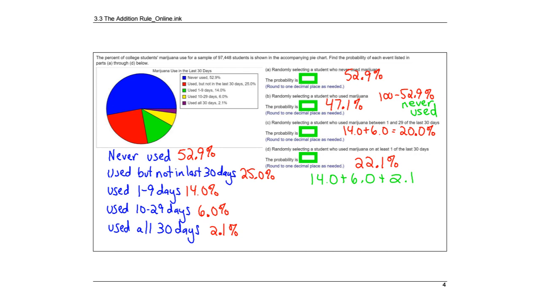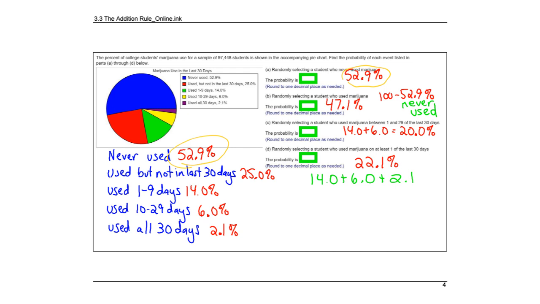Well, they gave us that one, right? That's right here, 52.9%. And we're going to put that in right here. Then they say randomly select a student who has used marijuana. So you have two choices. You can either add up all the other ones, right? Because those are people who've used it.